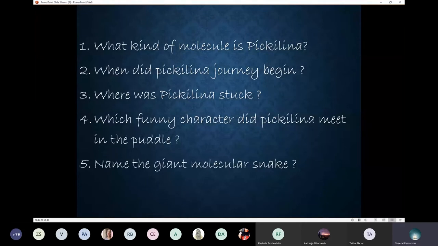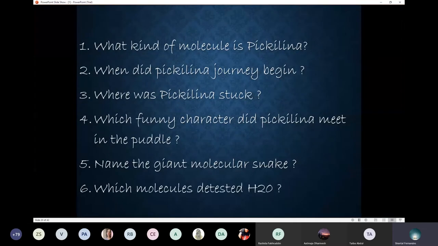Okay, next question. Name the giant molecular snake that Piccolina came across. Polymer. Correct. That's absolutely right, a polymer. Made of dozens of molecules.